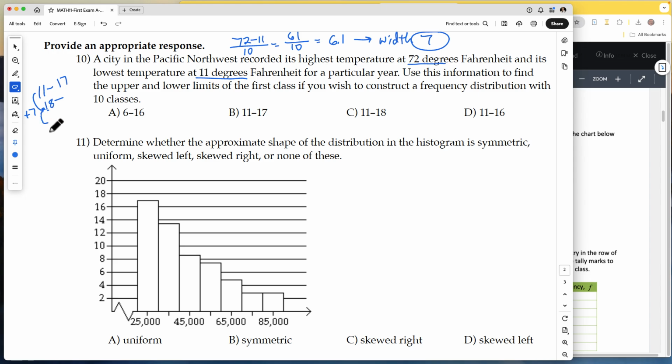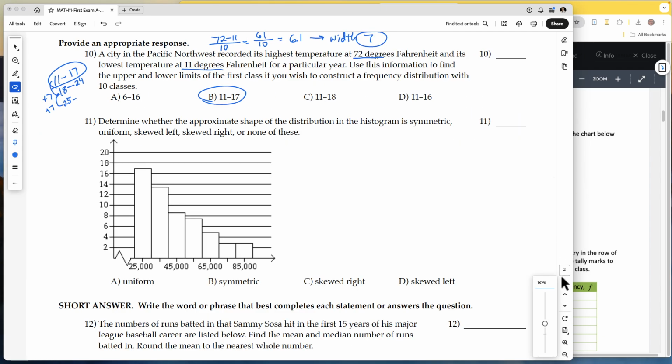And again, you could keep adding 7 to get to the next level. 18 plus 7 is going to be 25. So that means this would be 24. Again, all we need to know is this first class here, it needs to go from 11 to 17. Take it down one more.